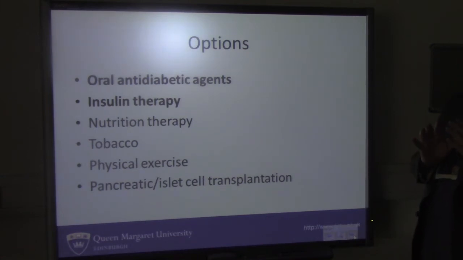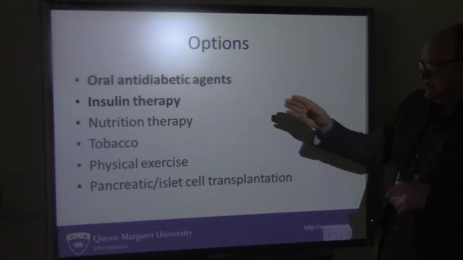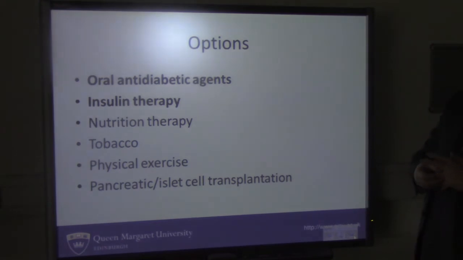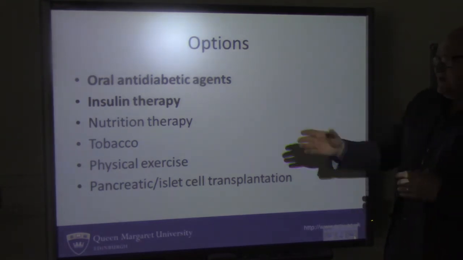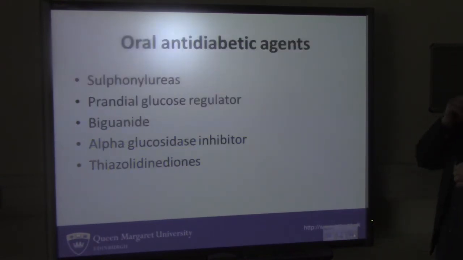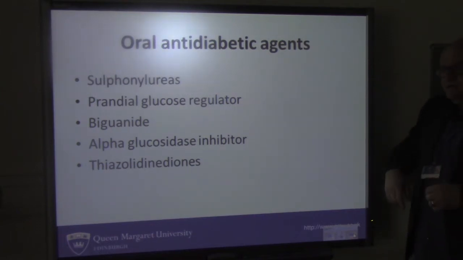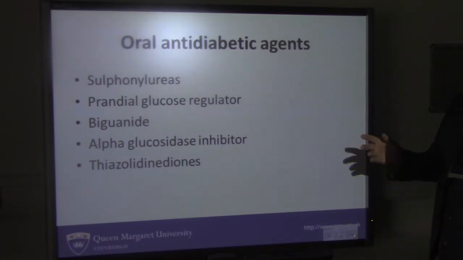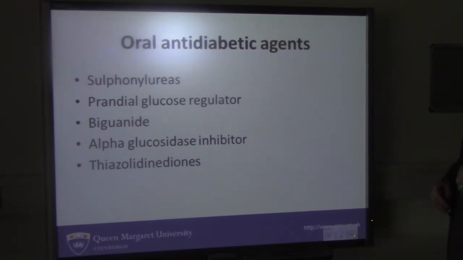If the insulin is not there at all, or is very, very low, you will need insulin therapy. If the insulin is present but not acting properly, then you'll take an oral antidiabetic agent. The oral antidiabetic agents are picked from 5 classes. We've got the sulphonylureas, the Prandial glucose regulators, the Biguanides, the alpha-glucosidase inhibitors, and the Thiazolidinediones, or TZDs, people often say, otherwise your false teeth will fall out.